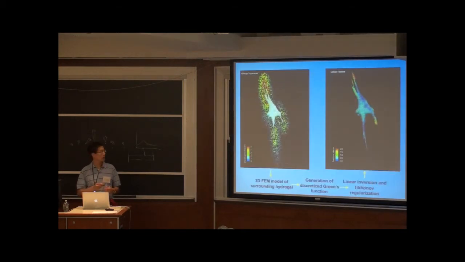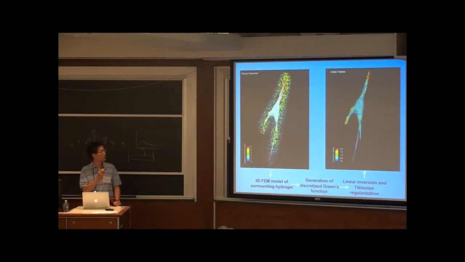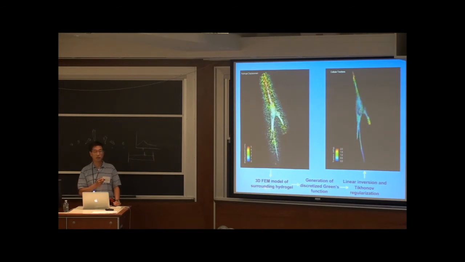And then from that strain map, so here's a strain map, you can see the positions of all the beads and sort of how they moved in response to this cell. Then we generate that finite element model of the surrounding hydrogel. We can build a Green's function for that particular hydrogel.